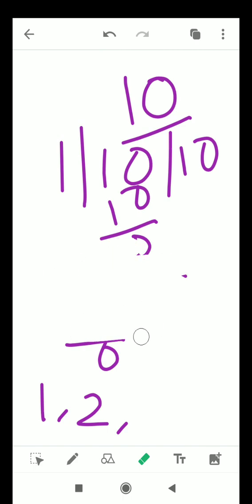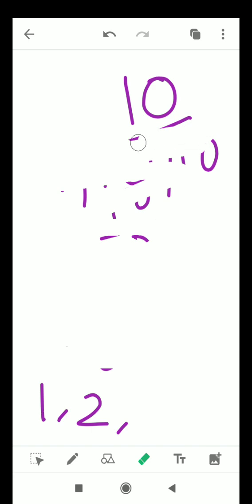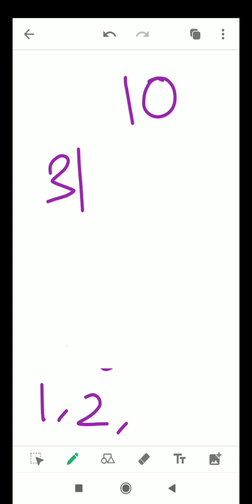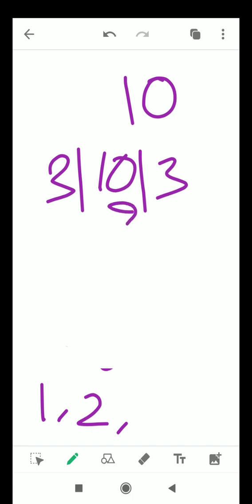Now go for 3. 3 doesn't divide 10. We know by the table of 3 that 3 threes are 9, but it doesn't give the number 10. If we divide 10 by 3, we get quotient 3 and remainder 1, so we don't have remainder 0. So 3 is not a factor of 10. Now go for another number.